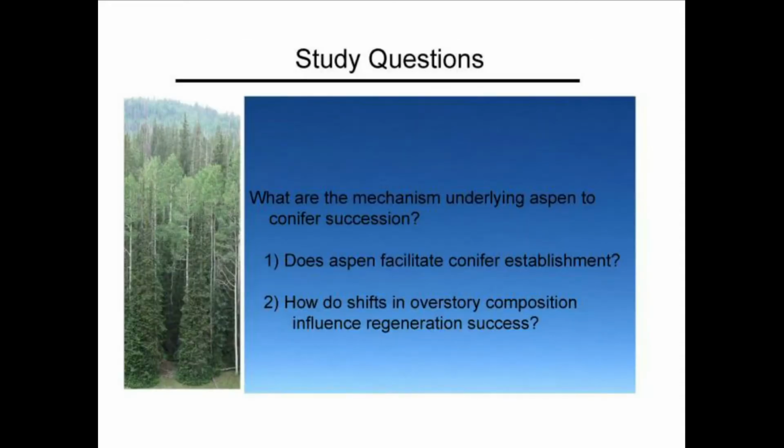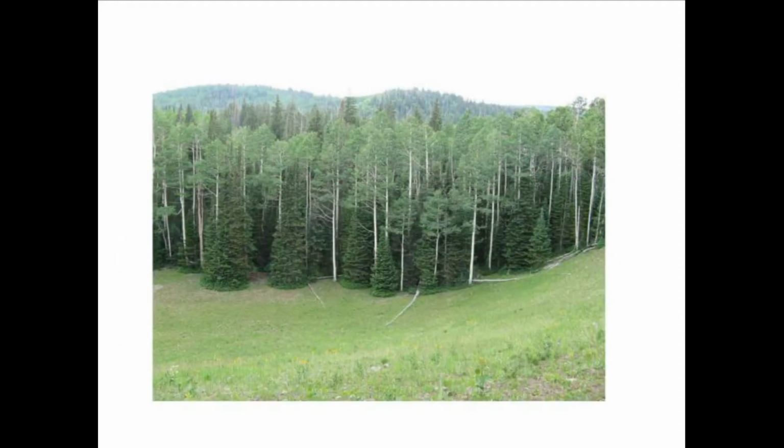So, the study questions that I want to address in this section: What are the mechanisms underlying aspen conifer succession? Does aspen facilitate conifer establishment? This is the first question I want to get at. And then, how do shifts in overstory composition influence regeneration success?